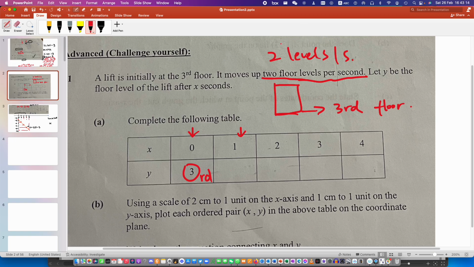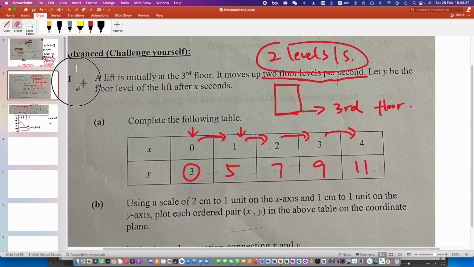1 second will go up 2 floors. So after 1 second, 5, yes, 5. After another second, 7, very good. After another second, 9, after another second, 11. Very good. So you are supposed to plot this. You're supposed to plot all these points out. But before you plot these points, you need to use the scale. Okay? I'm going to demonstrate to you how you do this.